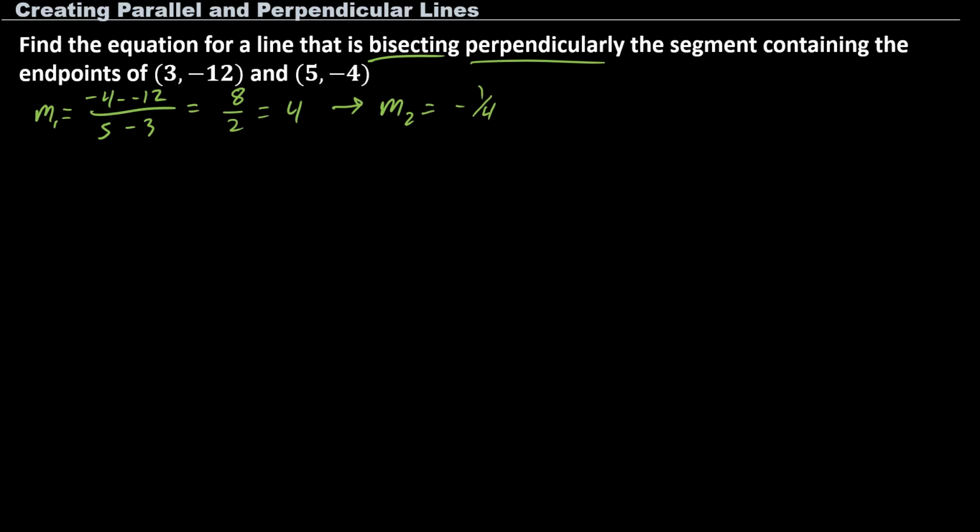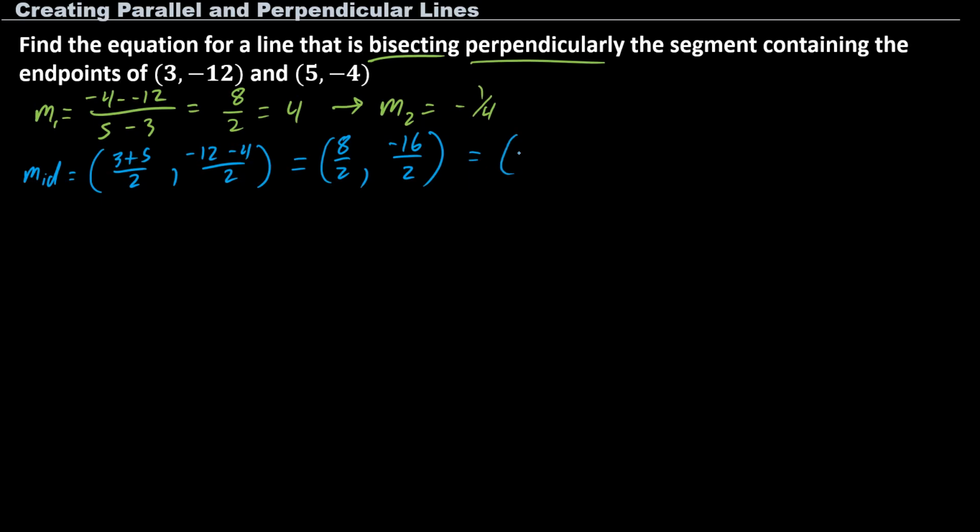The next thing I need to do is I need to find the midpoint, because that's the point that I'm going to be going through. So midpoint is equal to the x's added together over 2, the y's added together over 2, which gives me 8 over 2 and negative 16 over 2, which gives me 4, negative 8. So those two numbers, negative 1/4 and the coordinate 4, negative 8, those together is what I'm going to use to actually make this line.